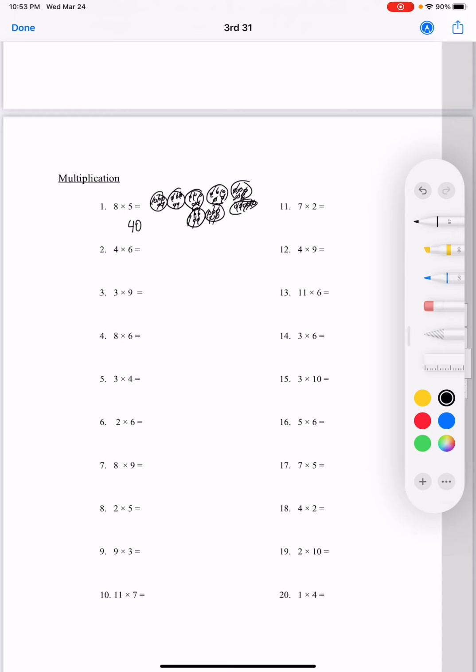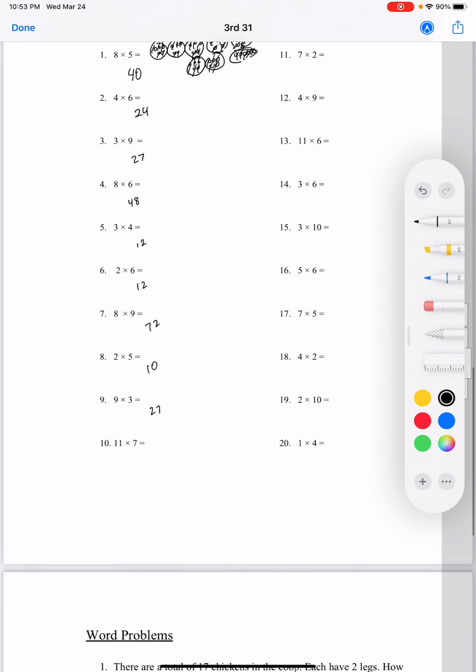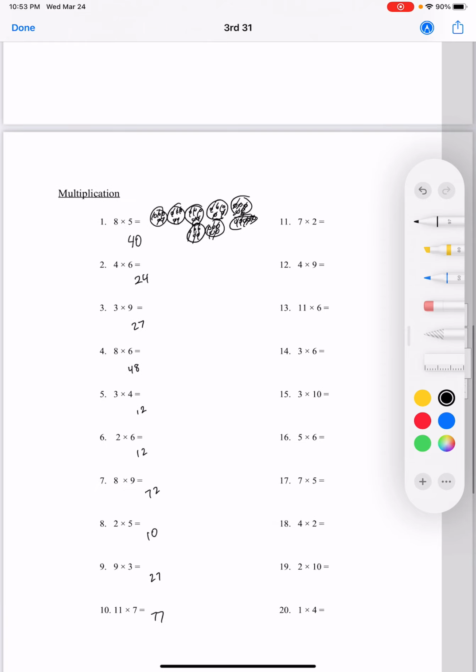Okay, 6 times 4 is the same thing, but if you have it memorized, it'll be much quicker, like in a split second. 24, 9 times 3, 27, 6 times 8, 48, 3 times 4, 12, this is also 12, 72, 10, 27, 77, 7 times 2, 14, 9 times 4, 36, 66, 18, 30.